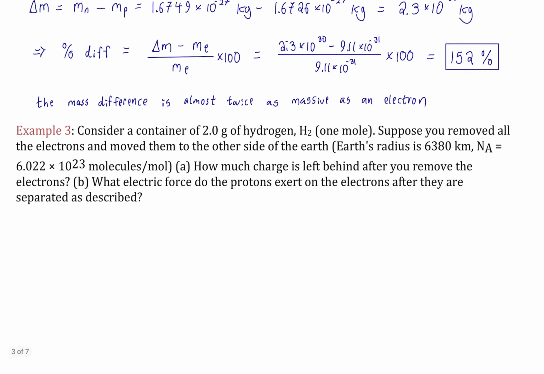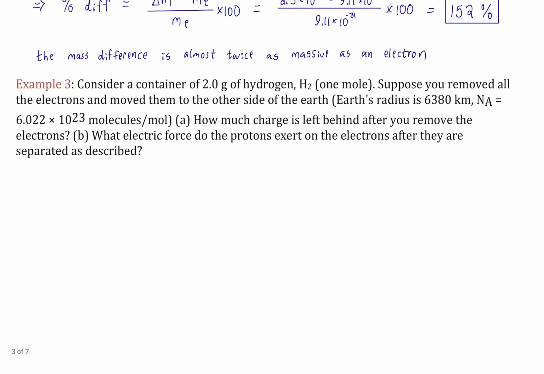Now let's go back to our common problem-solving types in this lecture. Example 3. Consider a container of 2 grams of hydrogen. Hydrogen, by the way, in its normal state comes as H2, diatomic hydrogen. And 2 grams turns out to be exactly 1 mole. You've seen moles before in your physics classes, and if you've taken a chemistry class, you've seen them. If you need to review moles, please do so.